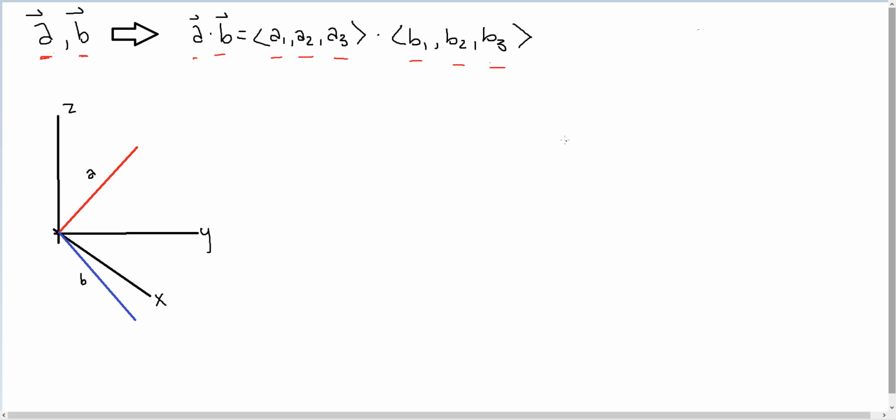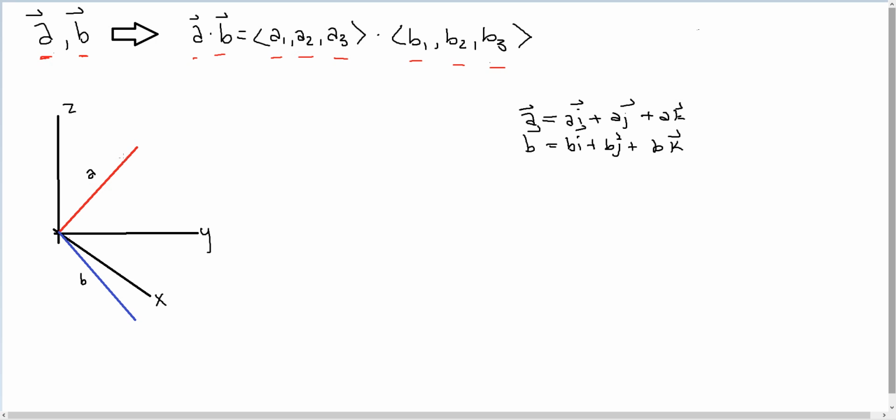The reason why there are three components per vector is because when we write out the full vector form, we get something that looks like this. A is equal to AI plus AJ plus AK. And for our B vector, we get BI plus BJ plus BK.